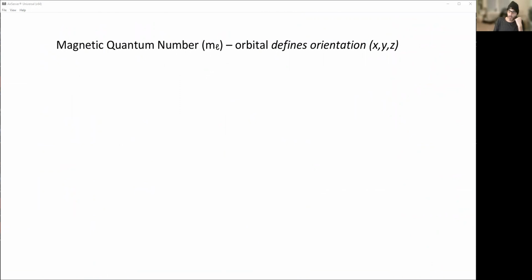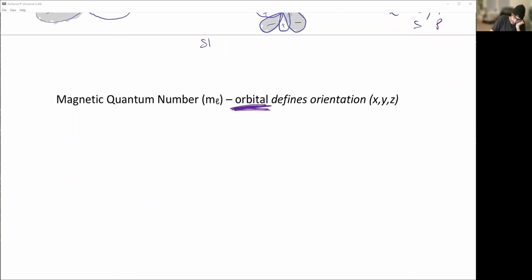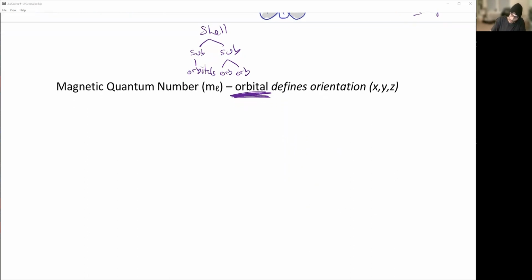The magnetic quantum number m sub L defines the orbital orientation. So again, this is going to give us the orbital. We had shell, subshell. Now we're down to the individual orbitals within a subshell. So if I have a shell, it has multiple subshells, and each of these subshells is going to have orbitals. So it's kind of this hierarchy as we go out, and it's getting smaller and smaller. It defines the orbital, and more importantly, it defines the orientation of that orbital.